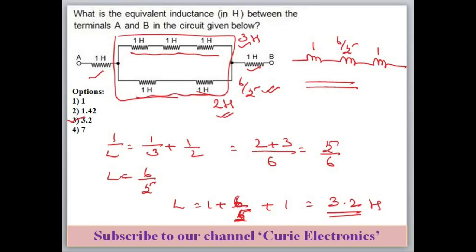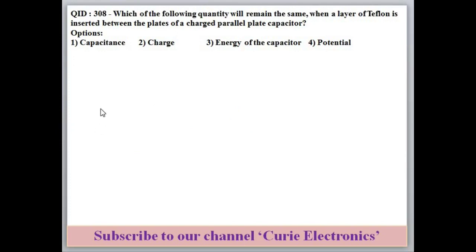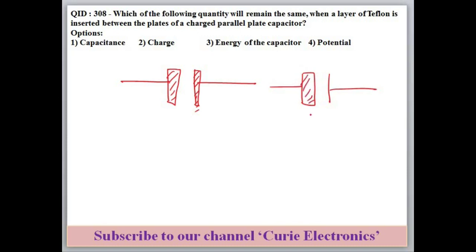Next question. Which of the following quantity will remain the same when a layer of Teflon is inserted between the plates of a charged plate capacitor? Suppose this is your capacitor. Now they are telling one layer of Teflon is added. This is your Teflon layer between the plates of a capacitor.